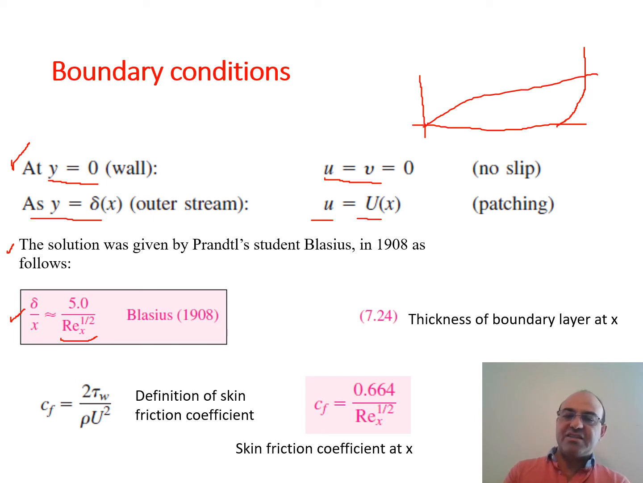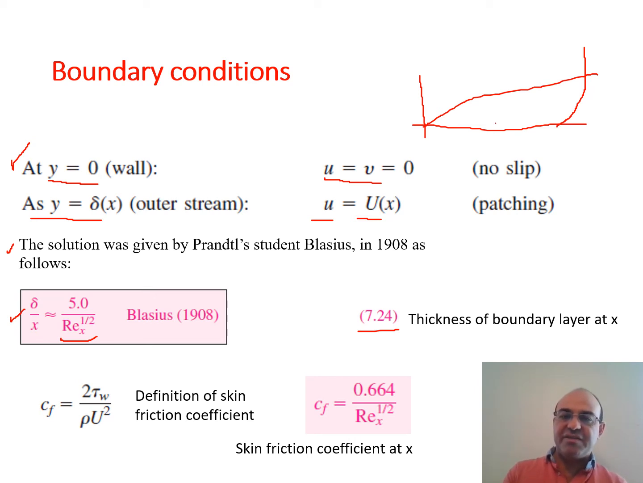So this is the thickness of the boundary layer at x, from the book. And in addition, he developed some other useful information. One is the skin friction coefficient. Skin friction coefficient is the coefficient of the shear stress on the surface.